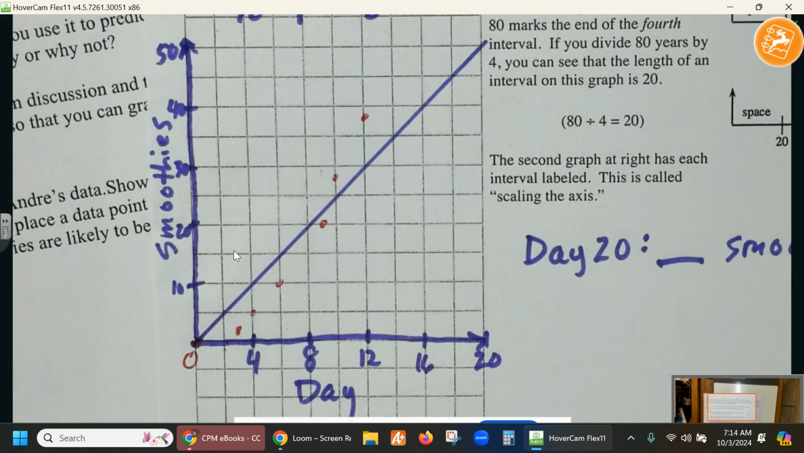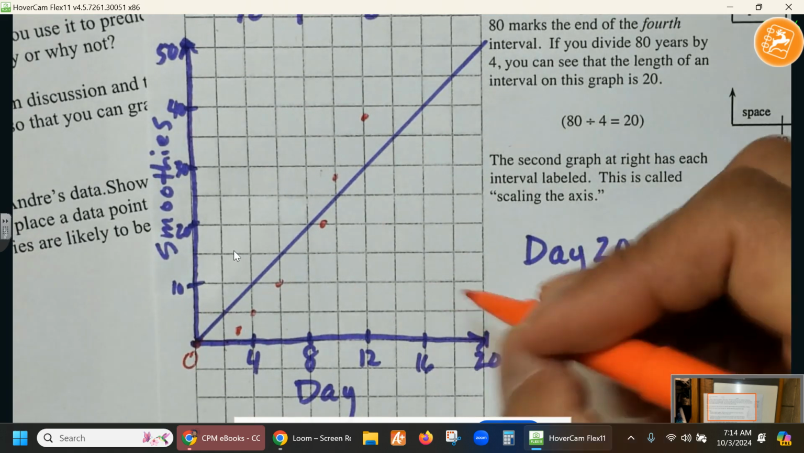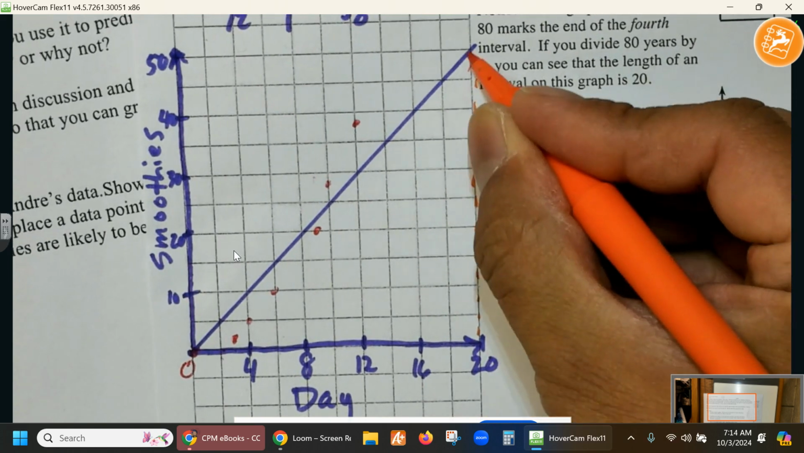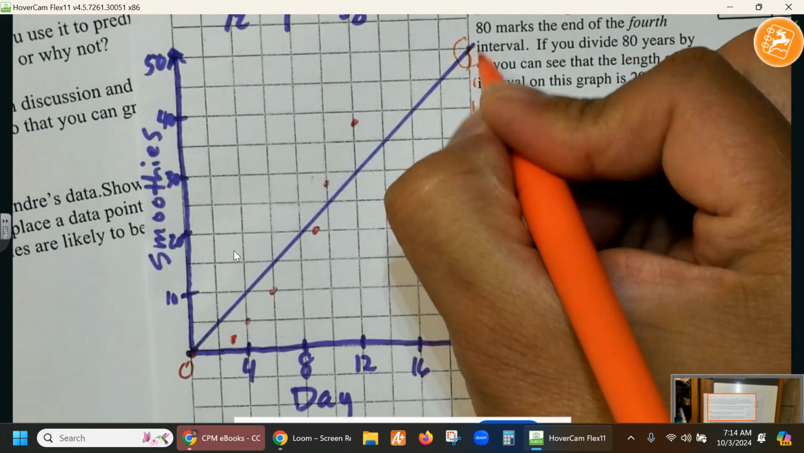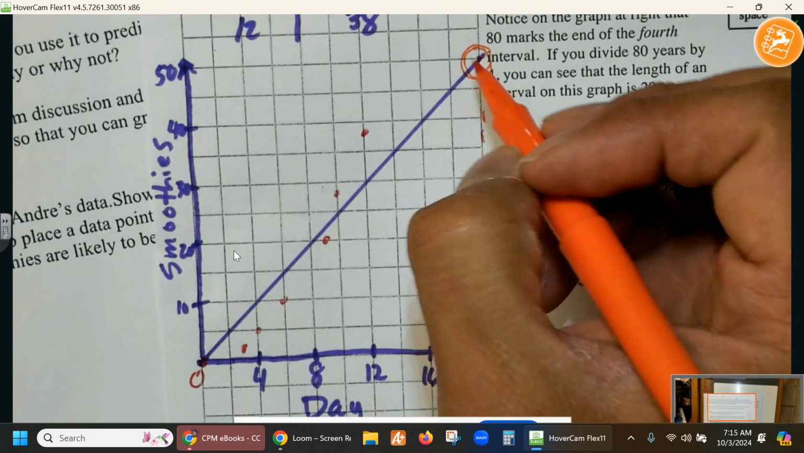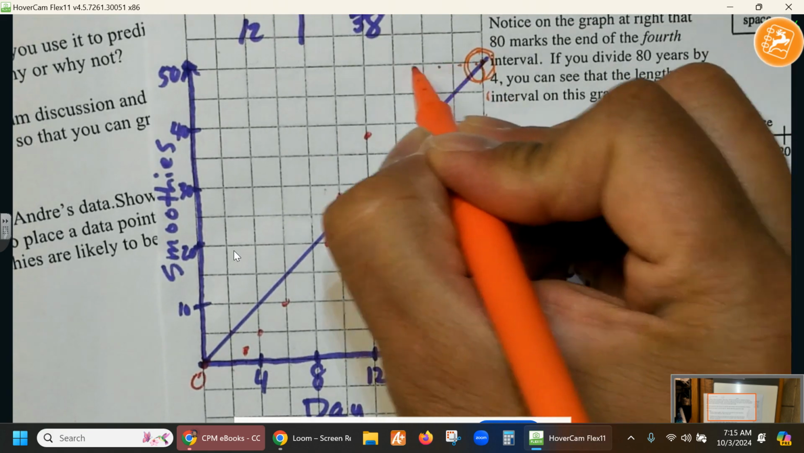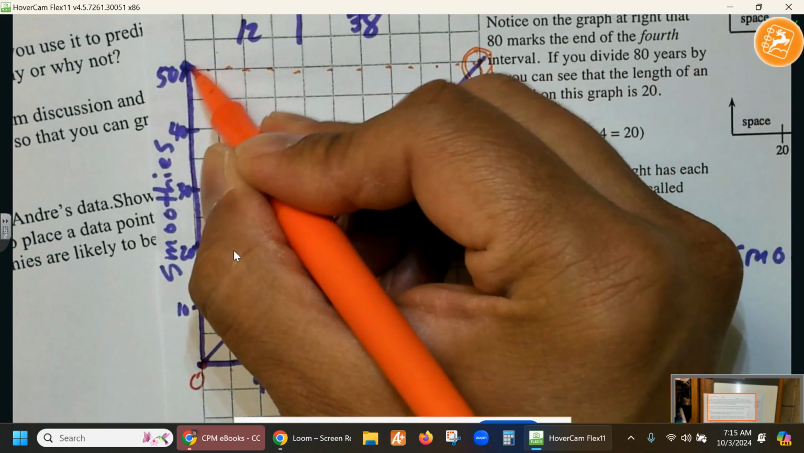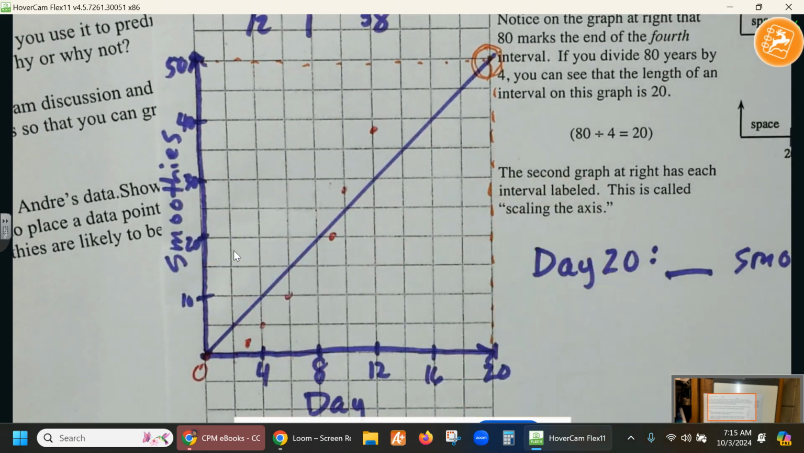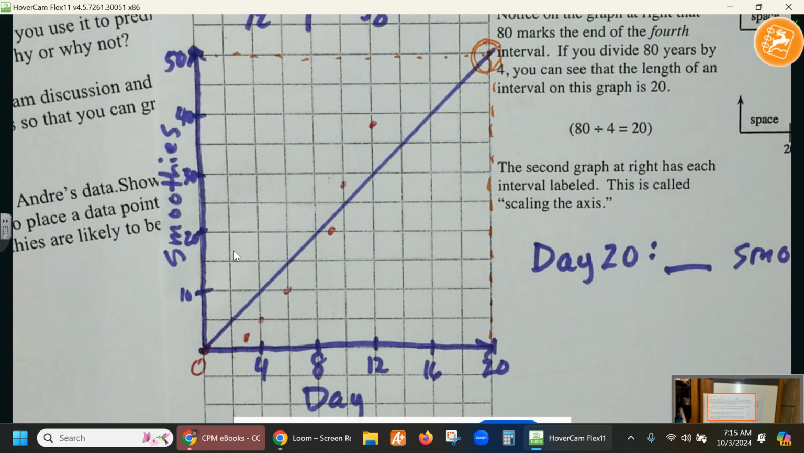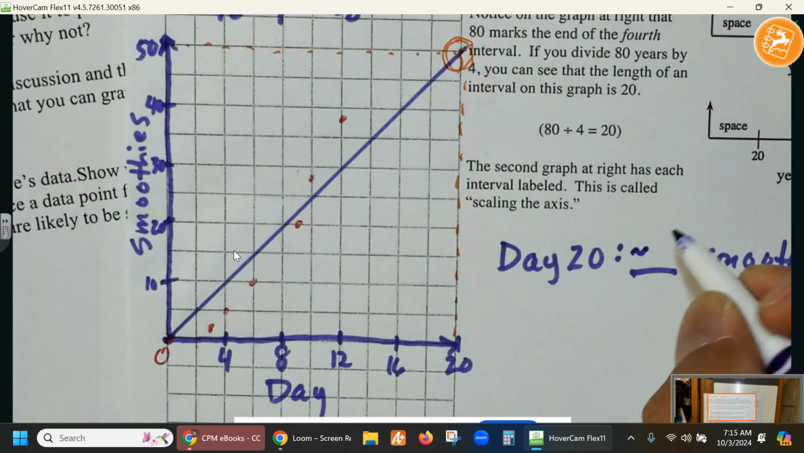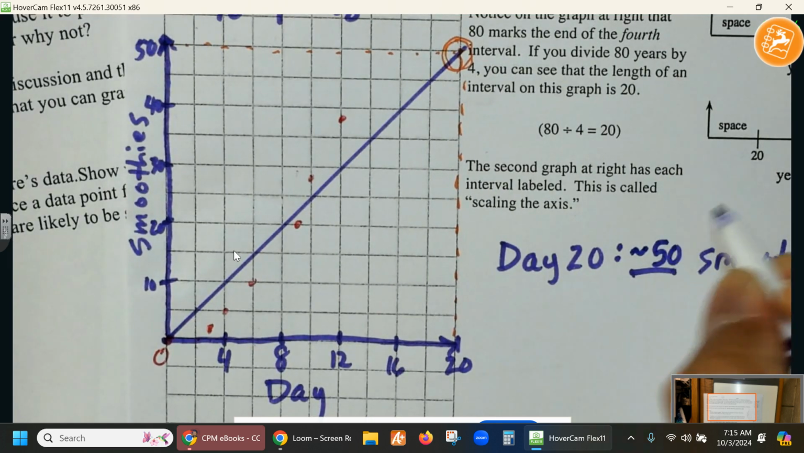So we look at day 20, and we just kind of go up here, and it looks like day 20 hits the line there, so my data is going to be somewhere around there for the number of smoothies according to this line of best fit. And I go across, and it looks like I'm going to sell about 50 smoothies, because that's my dependent variable. Approximately, this is approximate, 50 smoothies.